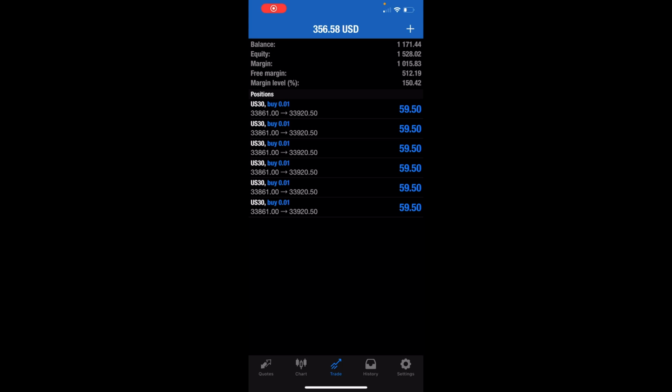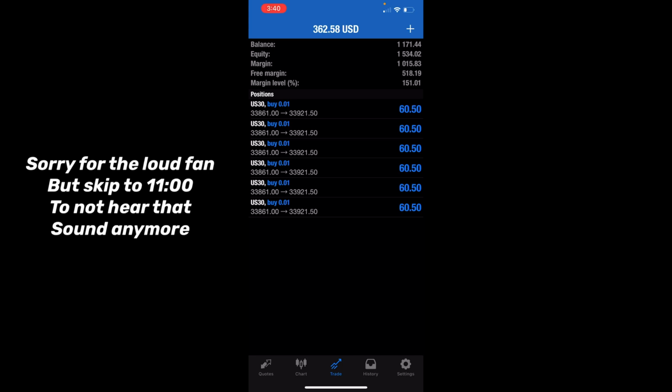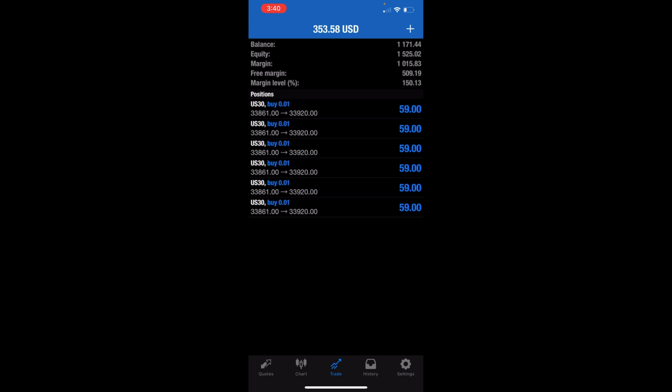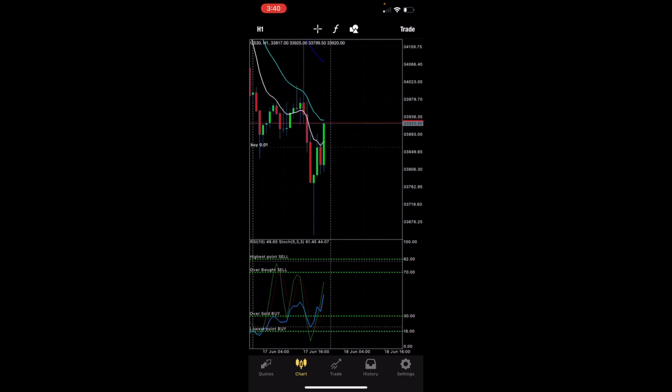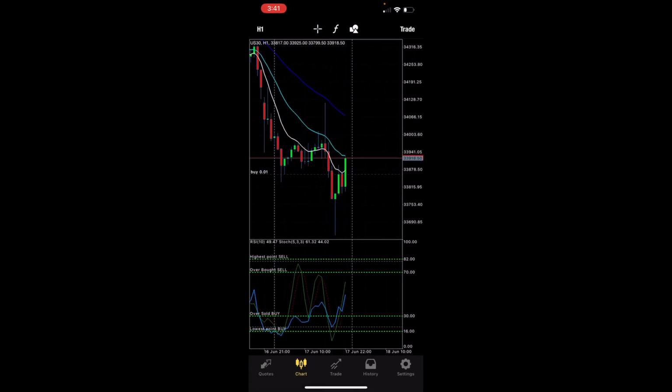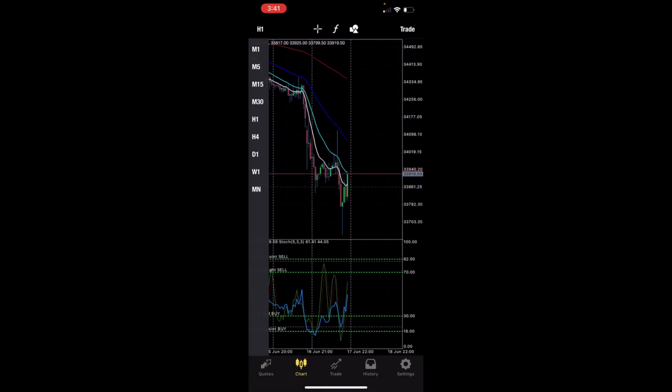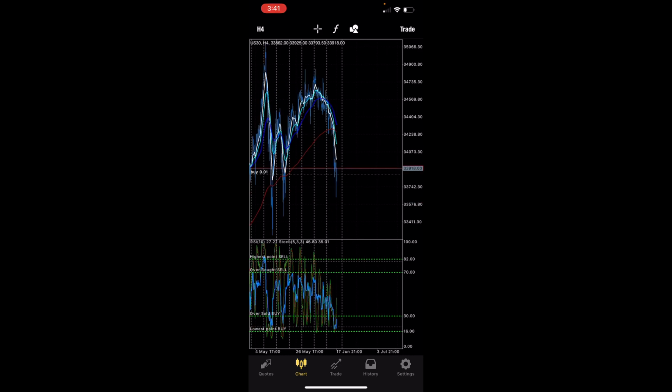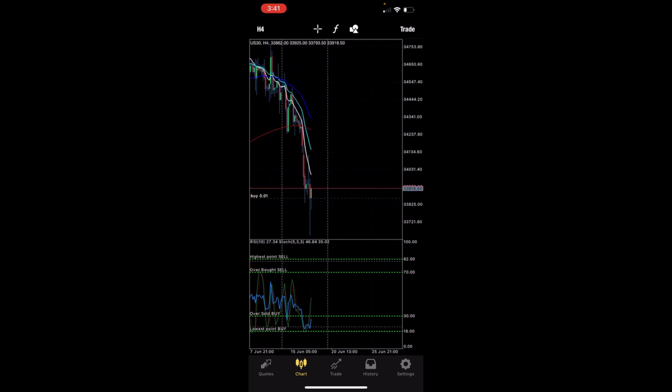What's up, y'all? I just want to show y'all the progress report of what's going on. I'm in the room right now with the fan on, that's why it's so noisy. I deleted all my horizontal lines and everything, so I can see it naked when I'm in the trade.